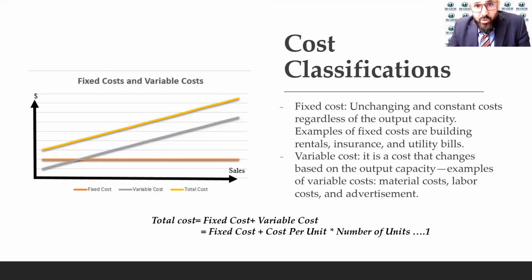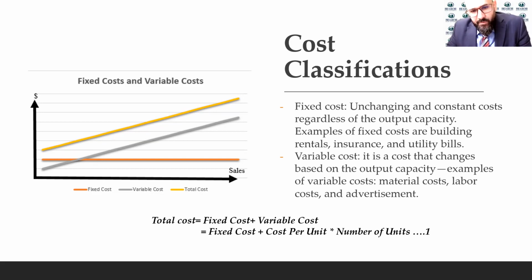No matter what, whether you produce 1 unit or 10,000 units, you still have to pay the rent. You still have to pay the insurance. You still have to pay salaries for your employees and so on. So that's what is considered a fixed cost. As long as it's not changing with the quantity that you're making or the service that you're providing, it is considered a fixed cost.